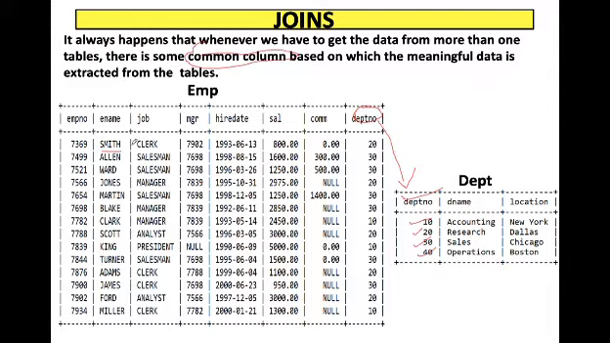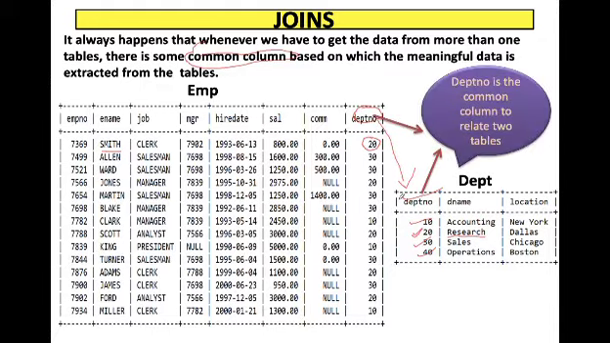Now I want to know the name of the department in which Smith is working. So he is working in department number 20, which I have kept. To get the name of the department, I will relate it to this table by department number. So I'll go to department number 20 and I'll come to know that he is in the research department. So whenever two tables are to be joined or we want to extract data from multiple tables, there must exist a link between them.